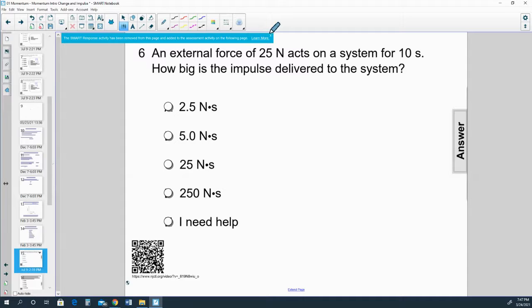Okay, so let's try a couple practice problems here. We have an external force of 25 newtons that acts on a system for 10 seconds. How big is the impulse delivered to the system?